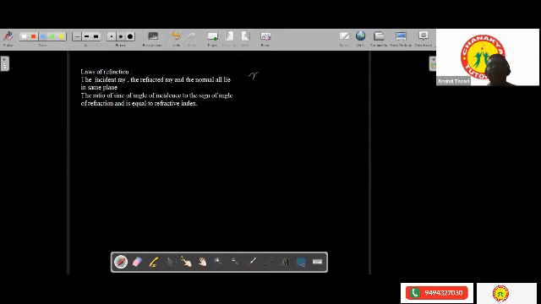The refractive index is given by C by V, where C represents the speed of light in air or vacuum, and V represents the speed of light in the given medium. So the refractive index of any medium is given by C by V. Suppose I want the refractive index of water. It will be given by n equals C by V_w, where V_w is the speed of light in water and n represents the refractive index.